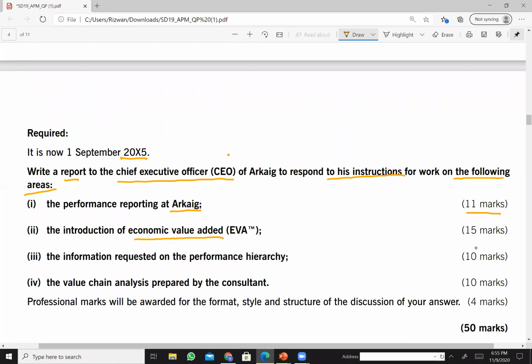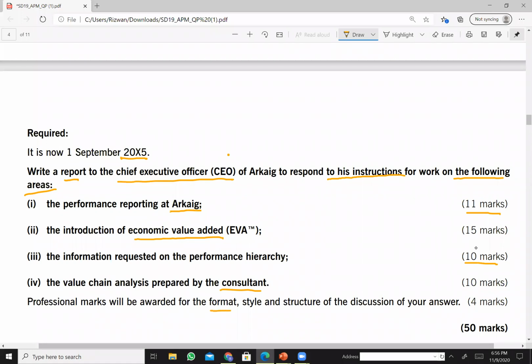The information requested on performance hierarchy, it's a different type of requirement. Let's see what is that. I just mentioned a quick idea about what the hierarchy was. The value chain analysis prepared by the consultant, so it gives me another idea that value chain is also tested here.